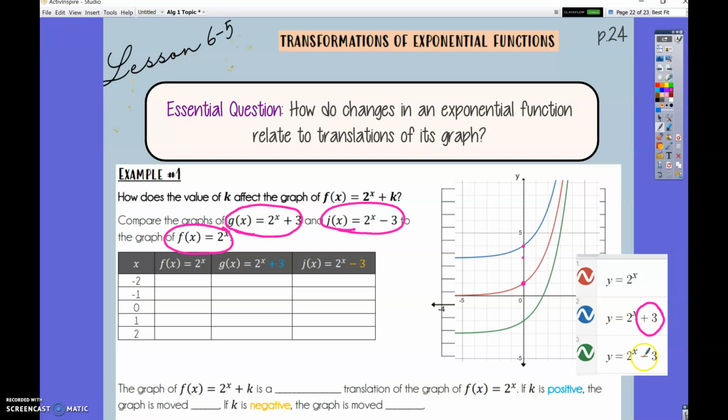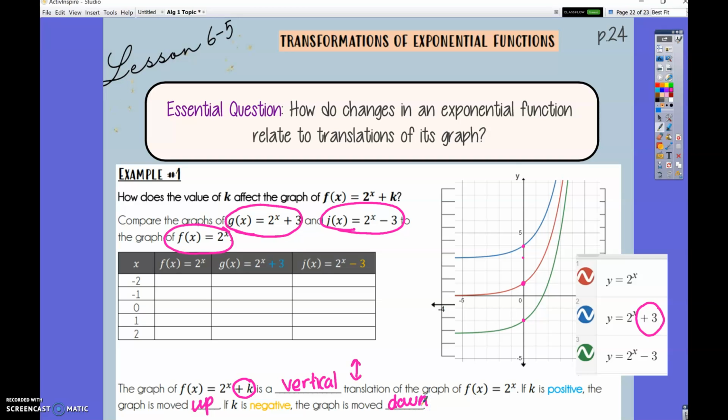The 2 to the x minus 3 exponential function is down here at negative 2. It's moved down 3 units. So the simple idea is that if you have a plus k out here, it will be a vertical translation. That means up and down. Vertical is up and down. If k is positive, the graph will move up. If it's negative, the graph will move down.